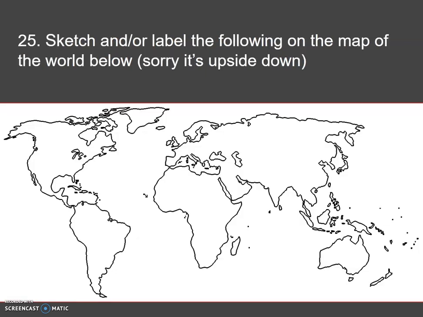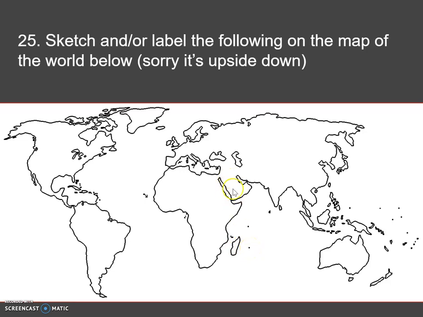Sketch or label the following map of the world below. Sorry, it's upside down on your papers. The equator, remember the equator runs much further south than I always think it does, sort of through South America, right here. The Mediterranean Sea is located right here. The Ogallala Aquifer is in the center of the country right here. The island of Martaris is just off the coast here.